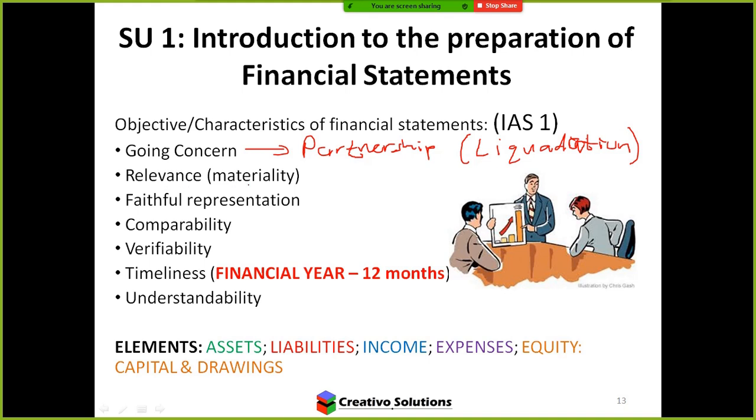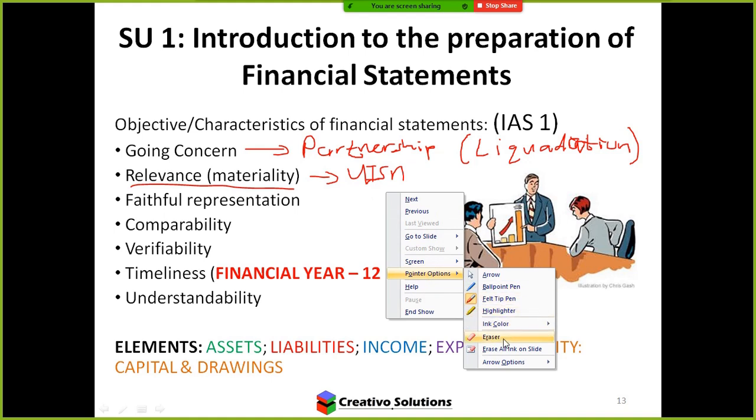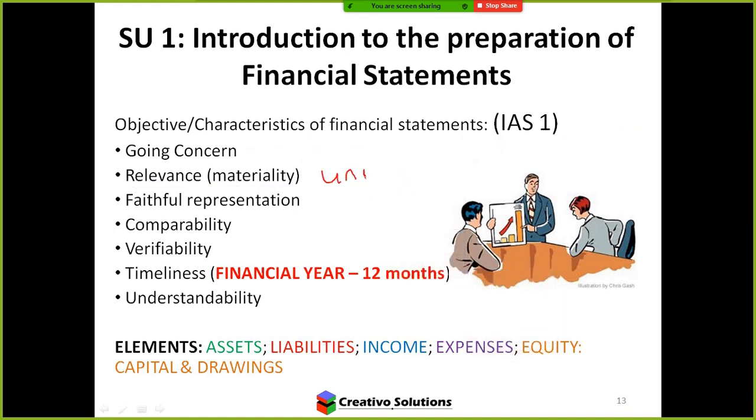Relevance and materiality: do we need to disclose the information? That you have to worry about. All information that UNISA gives you needs to be disclosed. When you look at questions, all the required information has to be disclosed in the accounting information, unless they give you a particular financial statement. For example, if we're only looking at the statement of financial position and not the statement of comprehensive income, then I don't have to look at all the income and expenses. I just need to direct my attention to the specific financial statement that I'm looking at.